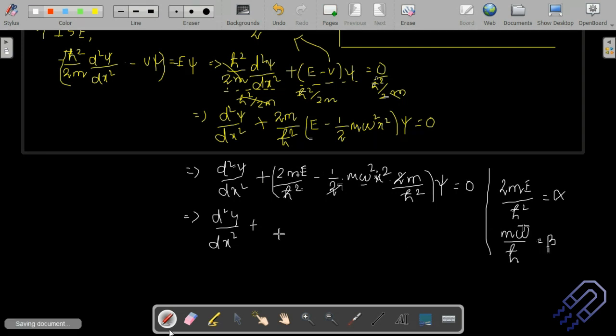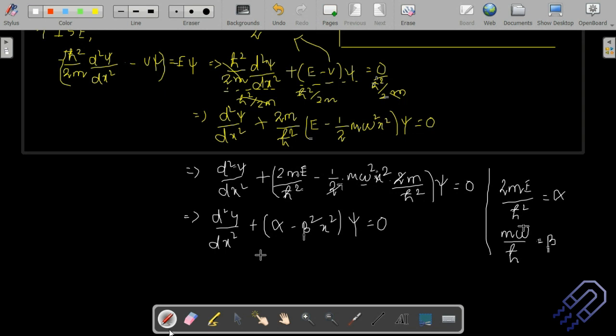So if I do that and try to replace it here, this equation will become simplified. This will become alpha minus beta square, because it is m square omega square by h cross square. So this is beta, so beta square is square of that, into x square into psi is equal to 0. So this looks simpler. We may be able to solve it, okay?